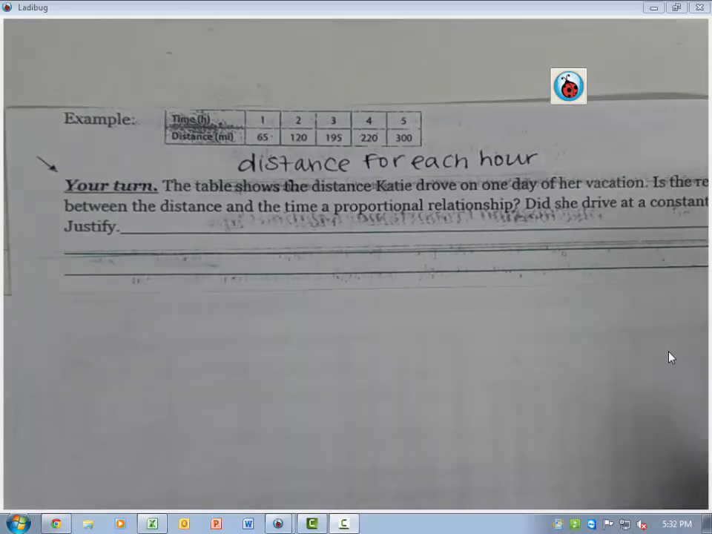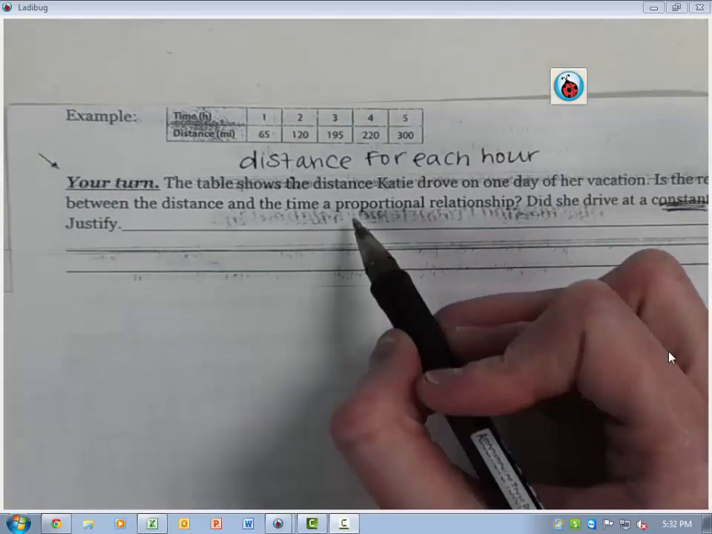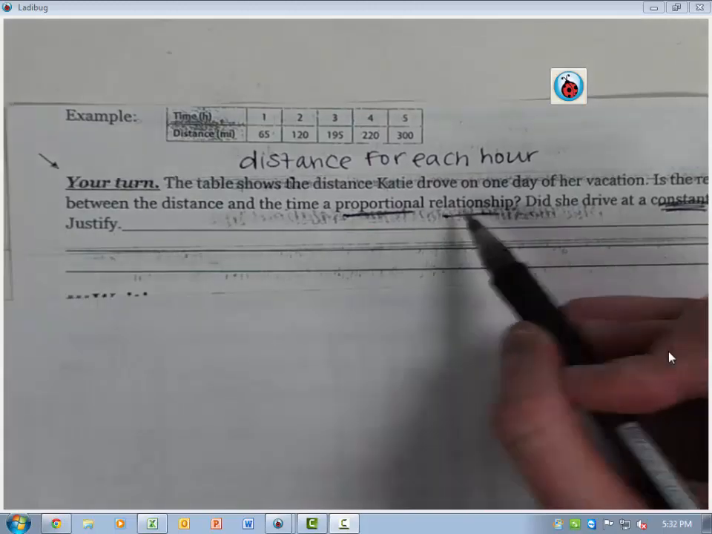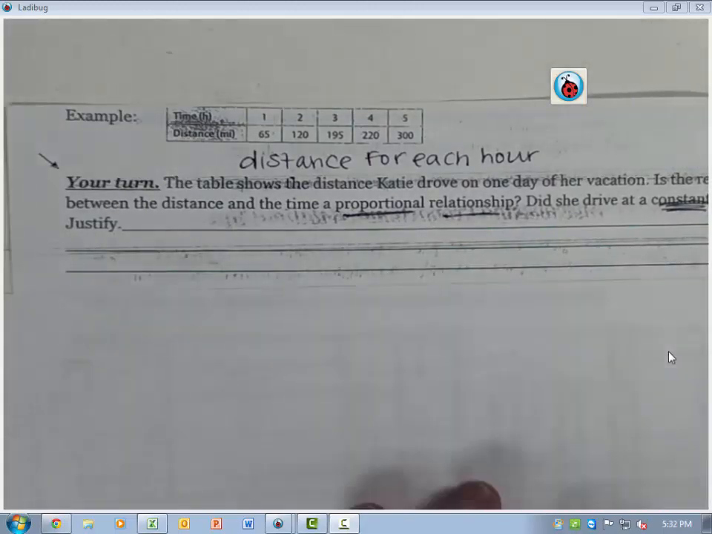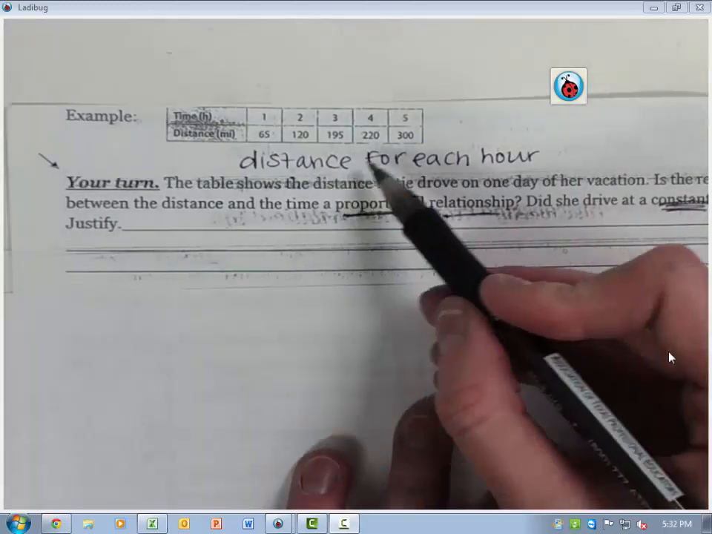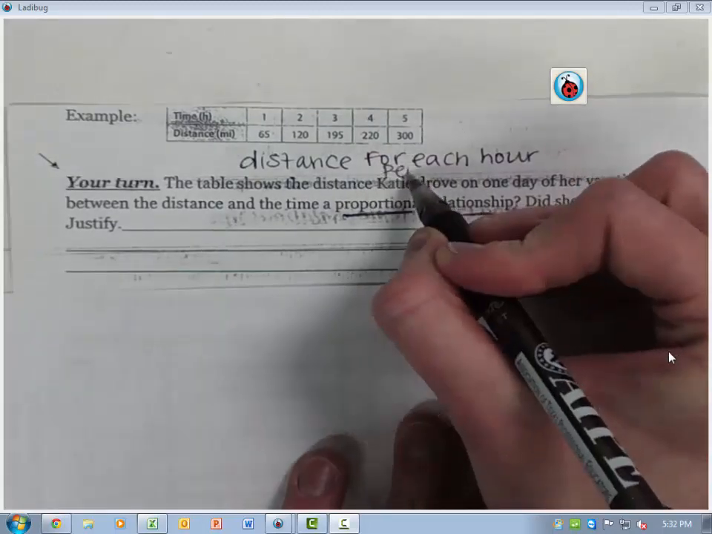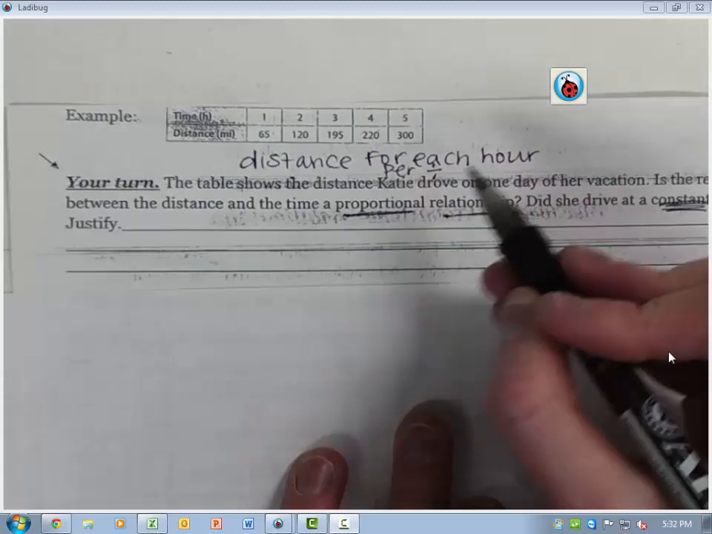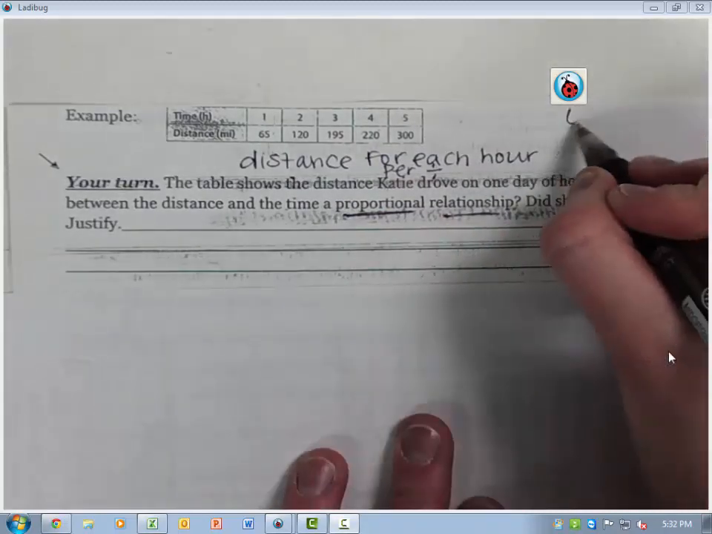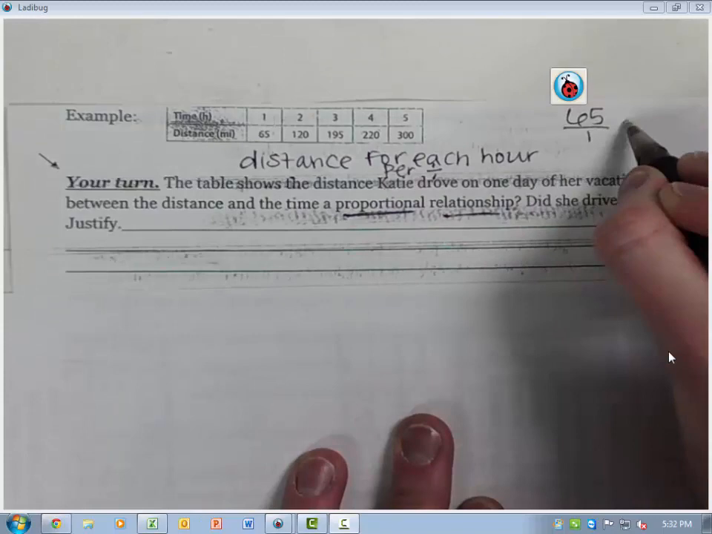So we know constant and proportional relationship go together? Let's find out. If I want to know the distance for each hour, or distance per hour, which means divide, I'm going to put it in the exact order. So distance would be 65 divided by 1. Of course, anything divided by itself is 65.